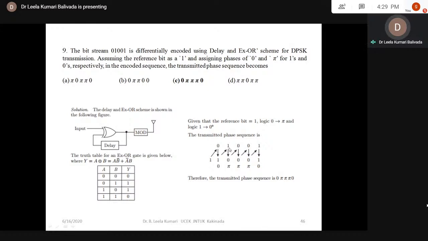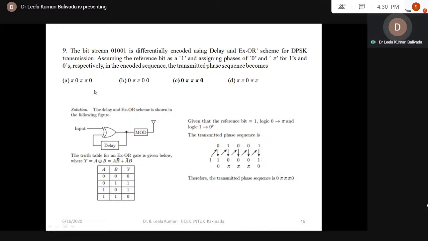So the given information is 01001, and it was given that the reference bit is 1. So the reference bit is 1 here, and then the exclusive OR operation. 0 XOR 1 is 1, and this bit becomes the previous bit for the current data input. Therefore 1 XOR 1 is 0, and this becomes B of t minus Tb for the next bit 0. Therefore 0 XOR 0 is 0, and now this becomes B of t minus Tb for the next bit. Therefore 0 XOR 0 is equal to 0, and 0 XOR 1 is equal to 1.